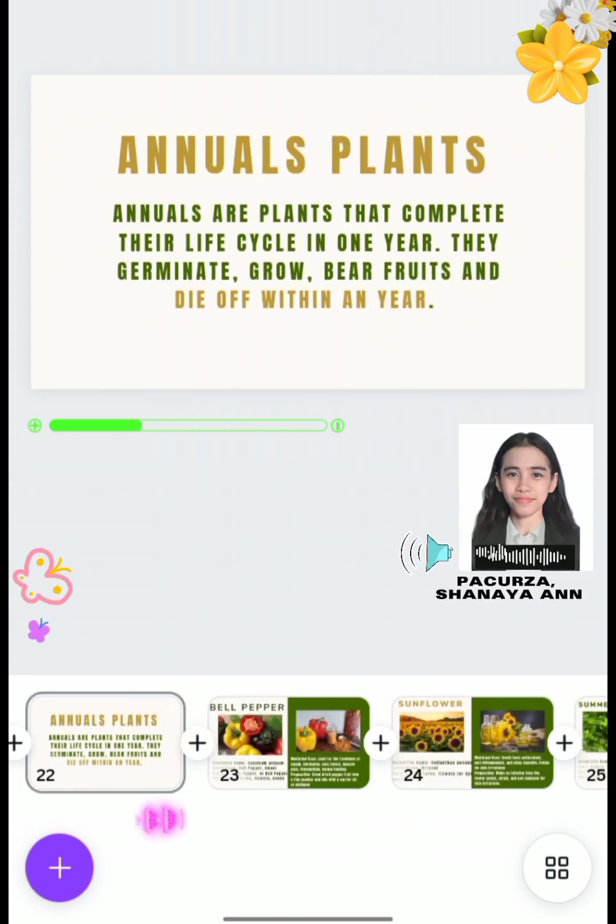Another classification of medicinal plants is annual plants. So annuals are plants that complete their life cycle in 1 year. They germinate, grow, have roots, and die off within a year.